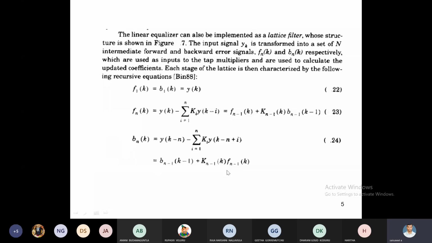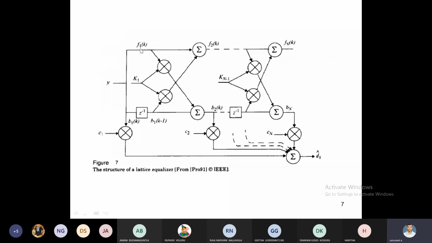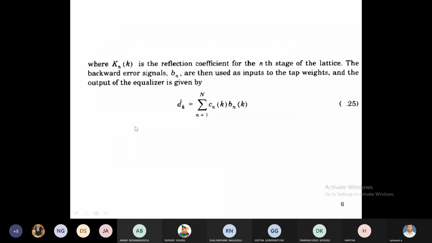In this lattice structure, f 1 of k is how much? Once we take the input y, it can be divided into two parts, f 1 k and b 1 k. That is, f 1 k equals b 1 k equals y k. Whatever input is given, the same input goes to both parts.